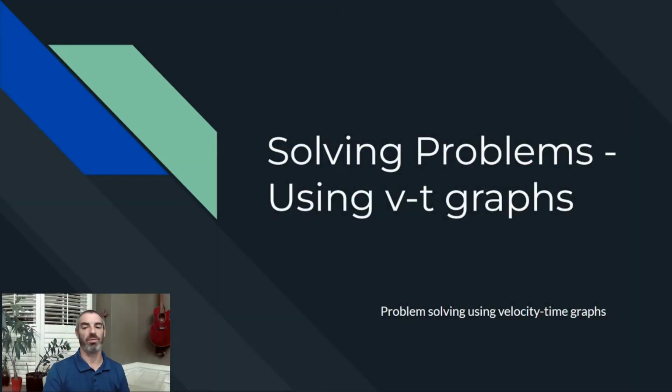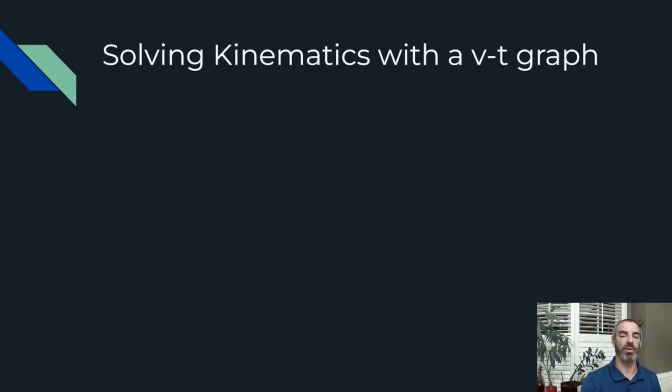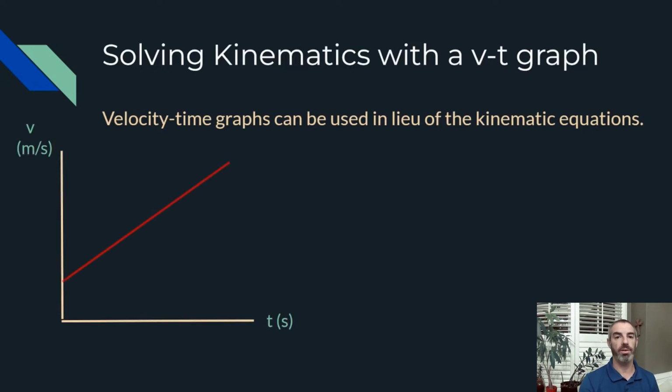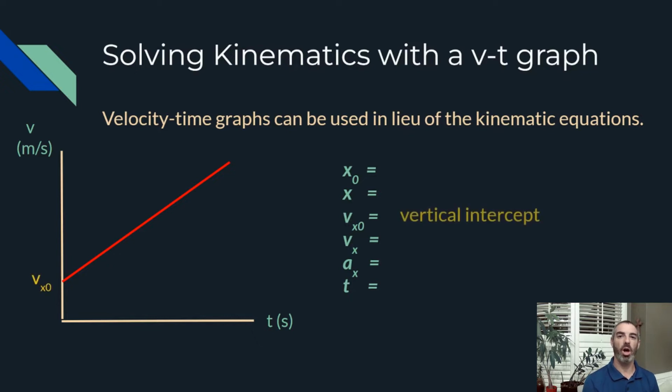Today we're going to look at using velocity time graphs to solve kinematic problems. How can we use that? Well, we can use them in lieu of the kinematic equations. So we're going to draw a velocity time graph, just an arbitrary graph, where we have a line that shows that the object is speeding up. Now we're going to list our 6 variables, and we're going to find all 6 variables using this graph.